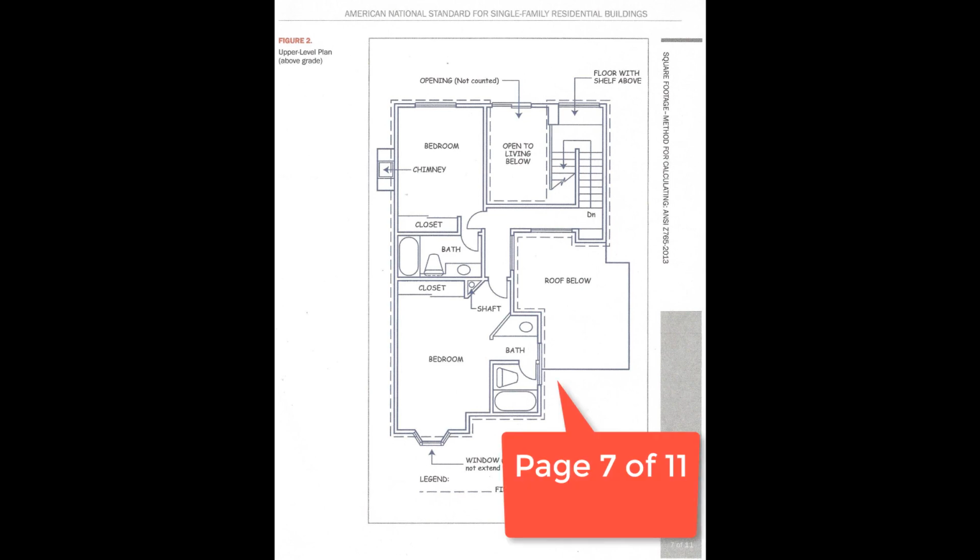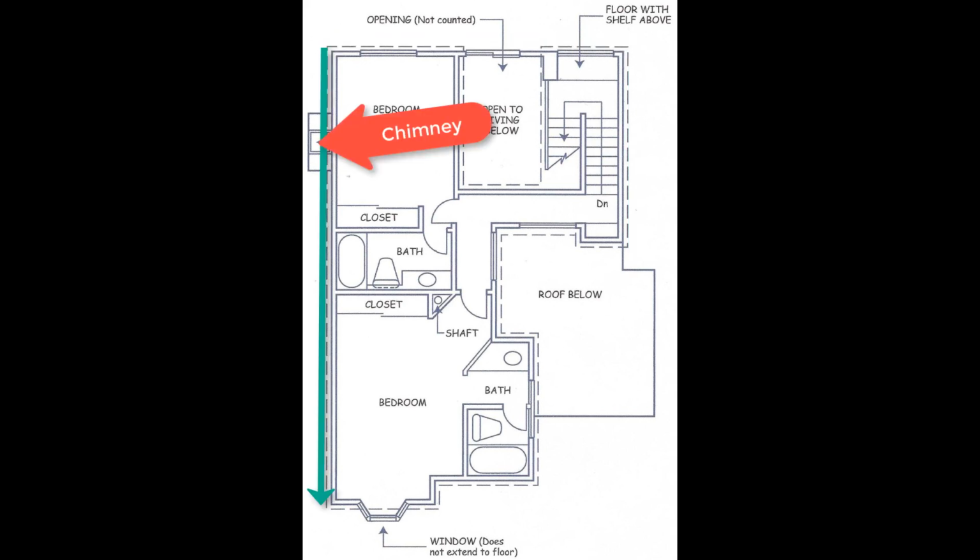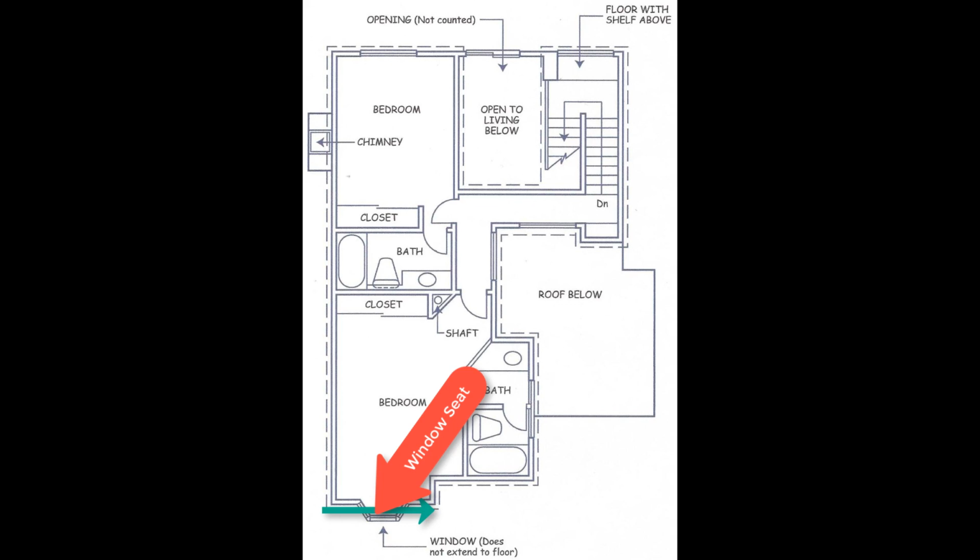This is page number 7 of 11, and they use the dashed lines to show you finished living area. It'd be nice if it was a different color, but you can follow these lines around and see the chimney is not included in the finished living area. Now, when we come to the front, though, there's a window seat, so that space is not going to be included in the finished space. It doesn't have a floor, it doesn't have the ceiling height.